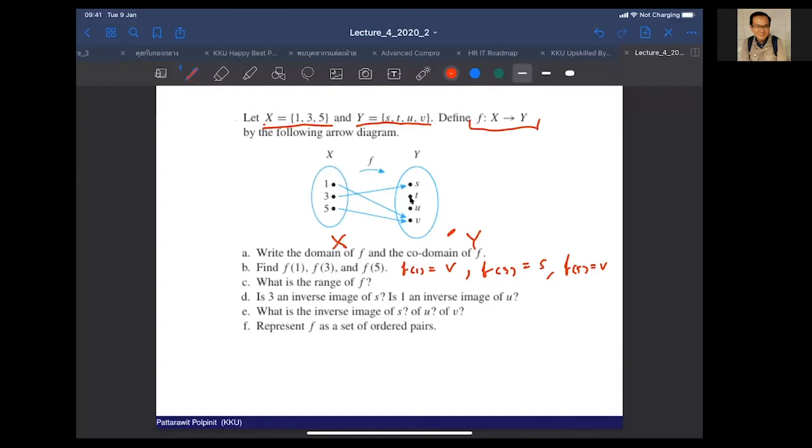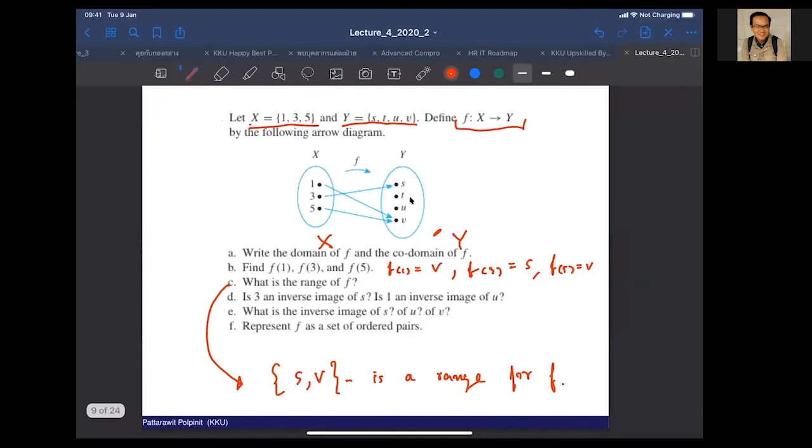So the range is basically a subset of set Y. Not every element of Y is used, so I'll just write it as a subset. S and V is the range for f. Basically, in this case, for set Y, only S and V are used. Just going to skip the E and F part. Maybe you can do that. I'll add it into your homework this week. Any questions so far?